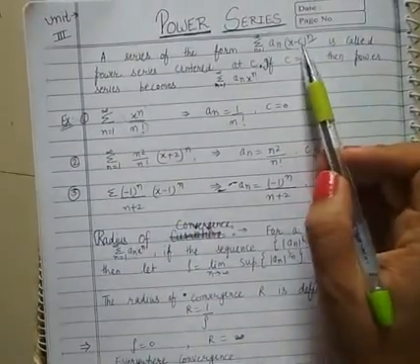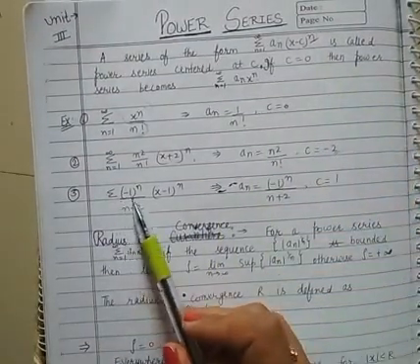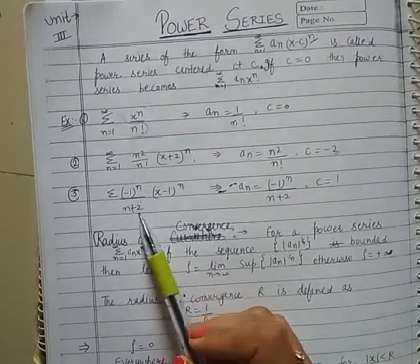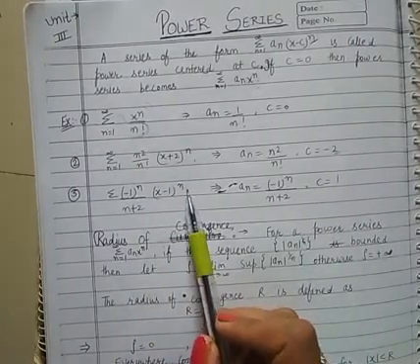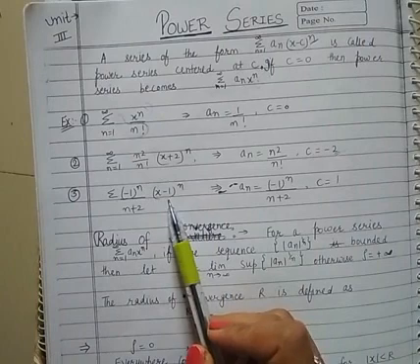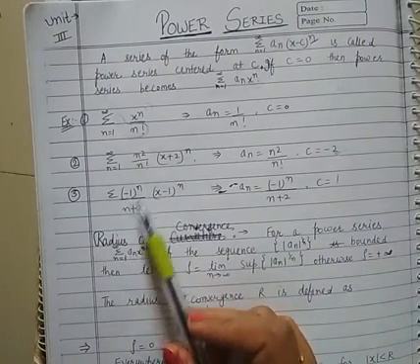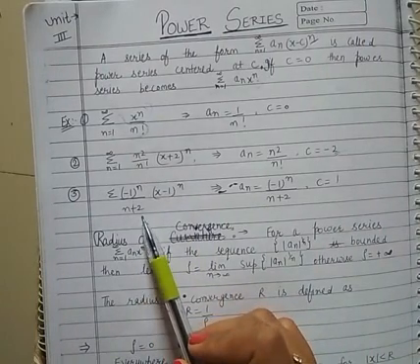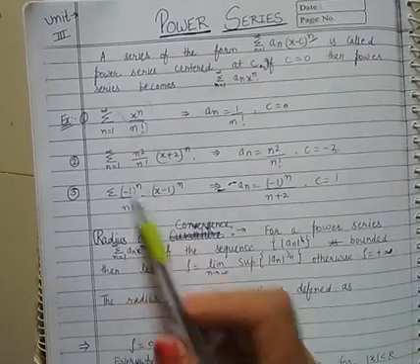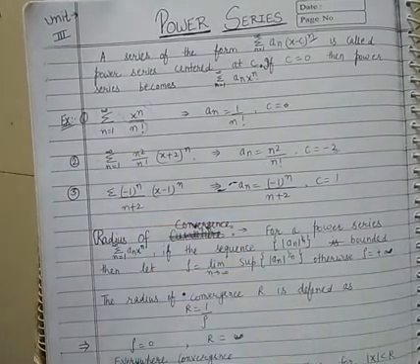The third example is summation (minus 1) power n upon n plus 2 times (x minus 1) power n. So here the center is 1, and the coefficient is (minus 1) power n upon n plus 2. Okay, so now we understand this power series.